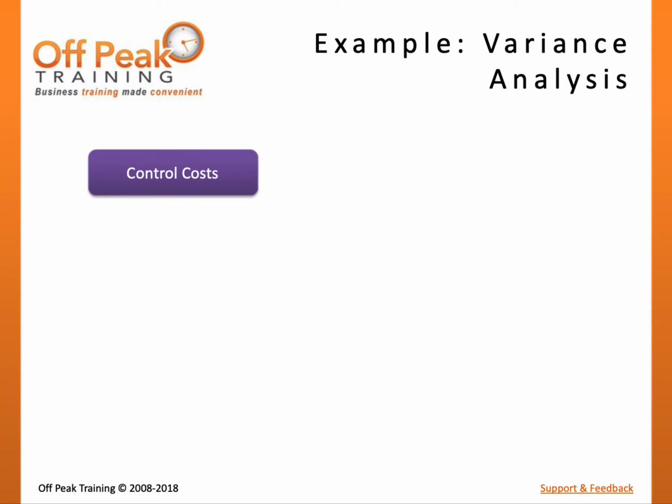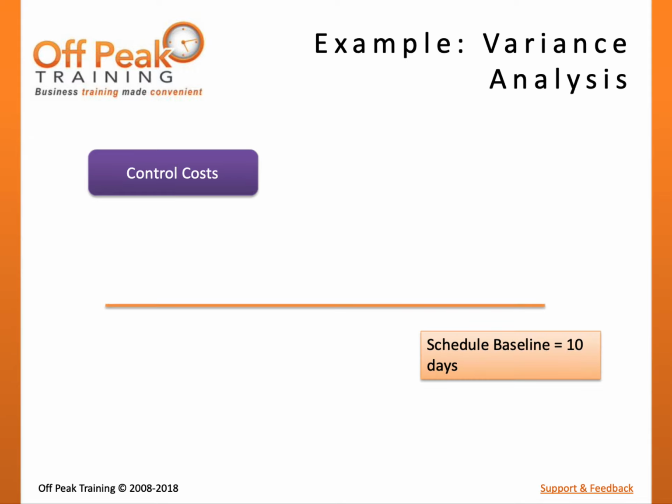Let's take a graphical look at the control schedule process by using an example. A particular work package was estimated and approved to take 10 days to complete. This orange line represents our schedule baseline. After 5 days of work, the project manager collects status reports from the team, also known as work performance data, and learns that the task is 40% complete.